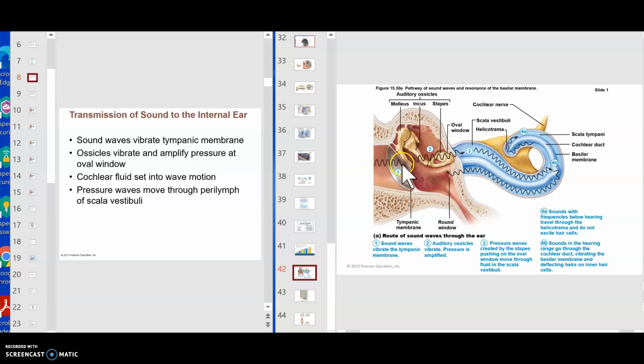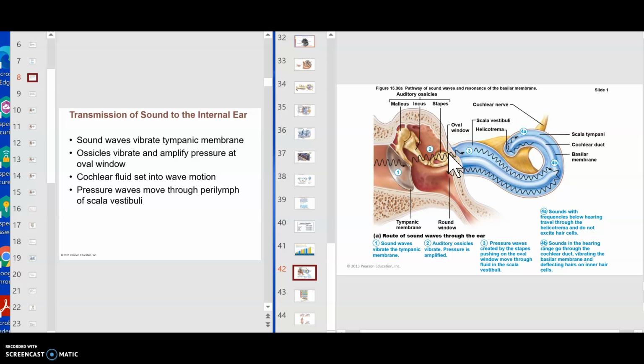Sound comes in and presses on the eardrum, vibrates the eardrum, waves of sound. That then causes the malleus to vibrate, then the incus, then the stapes. Now notice the stapes here is pressing against the oval window.